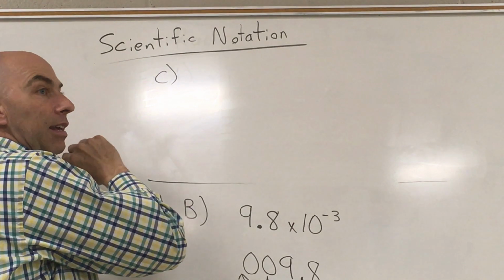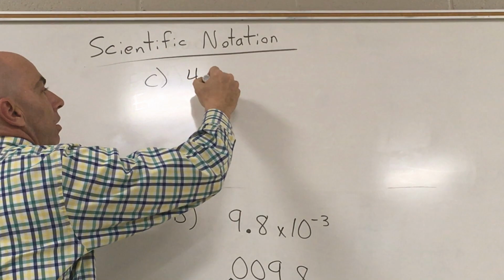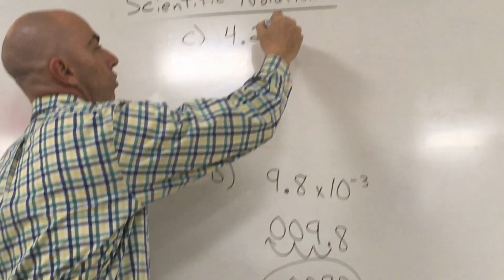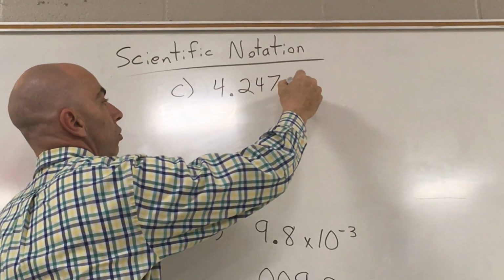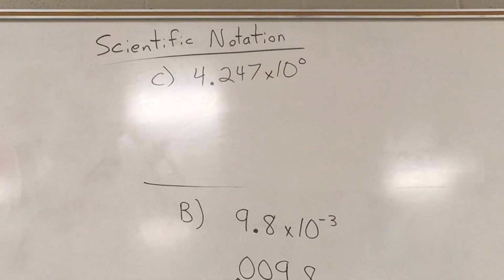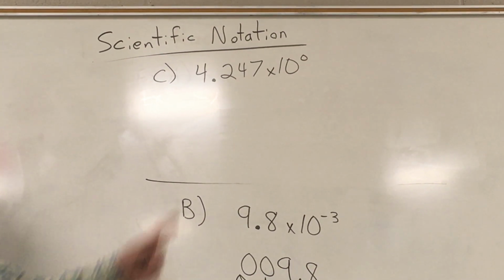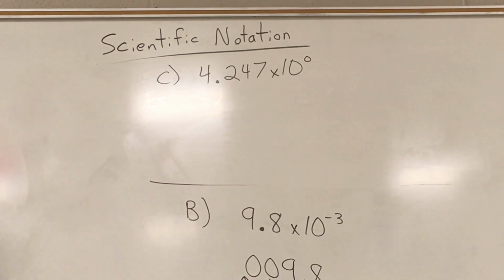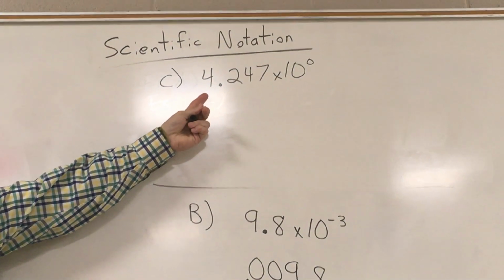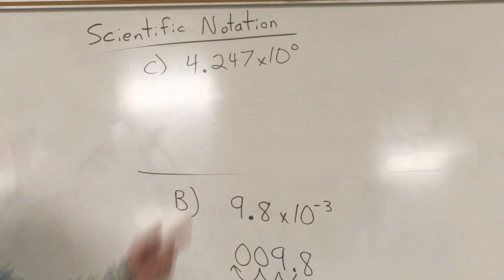Exhibit C. 4.247. Now, is this in scientific notation? Yes, because it has a number, 1 through 9, then the decimal, so it's good. It can have as many numbers after the decimal as it wants to. And it's 10 to some power.